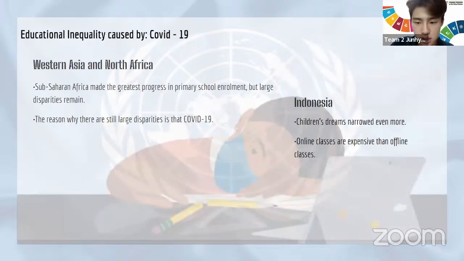Third, recently in Western Asia and North Africa, the ongoing armed conflict has caused an increase in the number of children who are not attending school. Sub-Saharan Africa made the greatest progress in primary school enrollment among all developing regions, but large disparities remain.